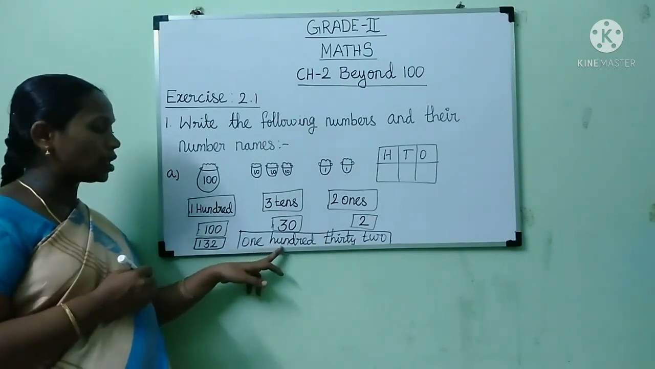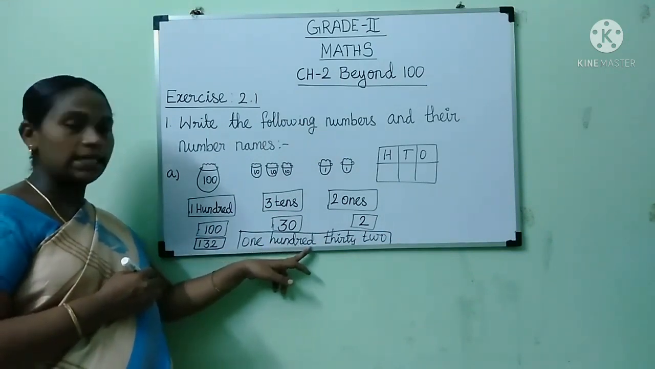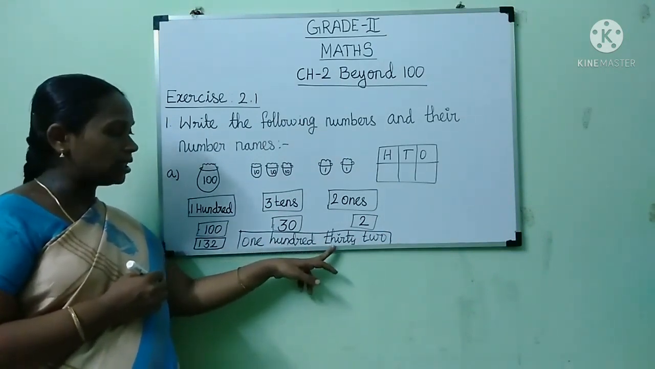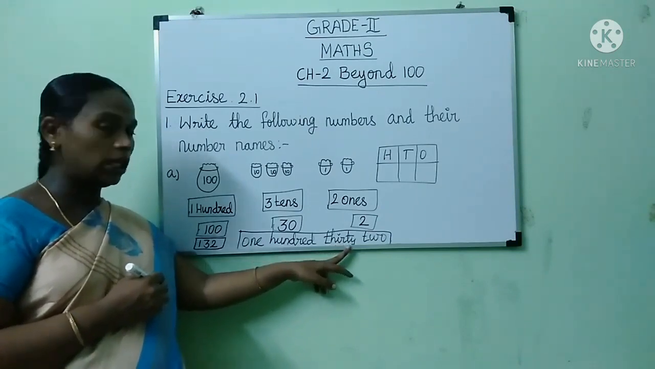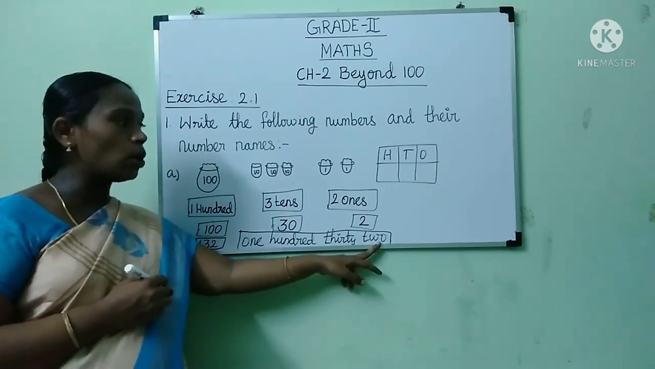O-N-E, one hundred. H-U-N-D-R-E-D, hundred. T-H-I-R-T-Y, thirty. T-W-O, two.